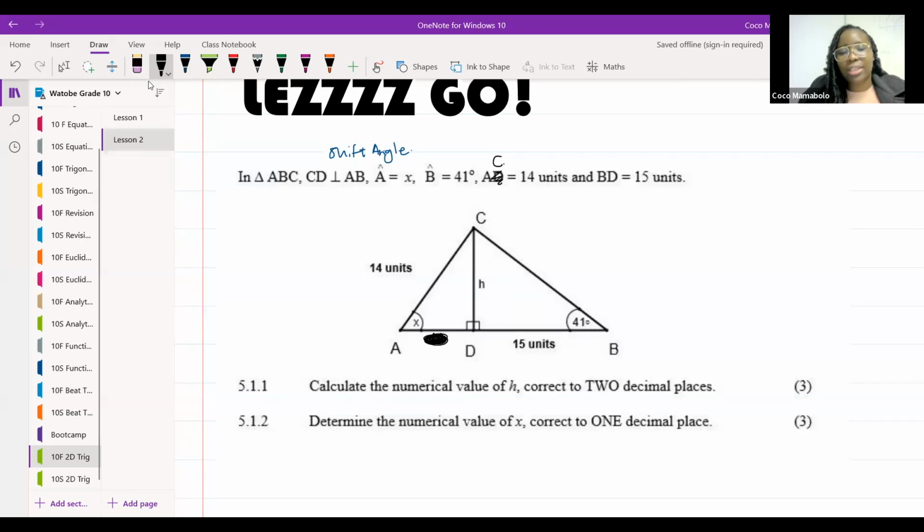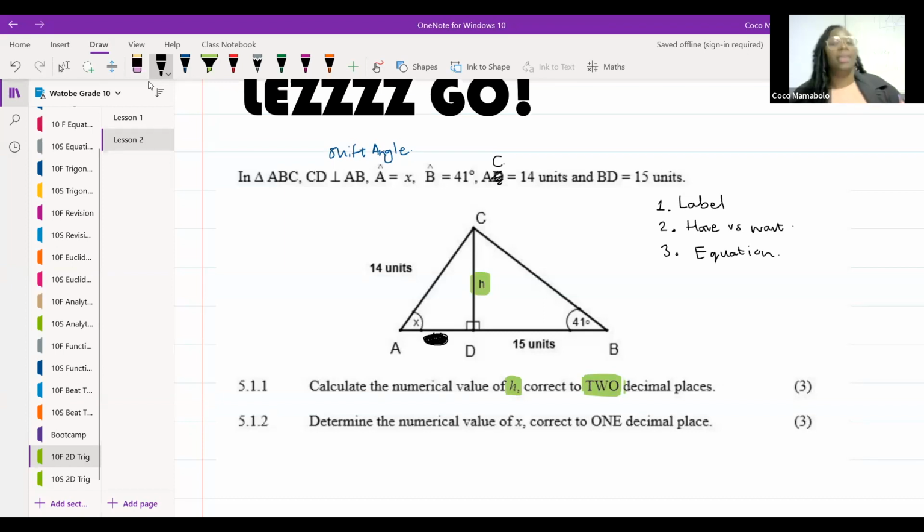All right. So let's look at the first one. It says, calculate the numerical value of H correct to 2 decimal places. Now, I already saw everybody tell me step number 1. Step number 1 is to label. Excellent. Step number 2, my have versus want. Step number 3, equation. You guys have exactly 3 minutes to answer this question without me.